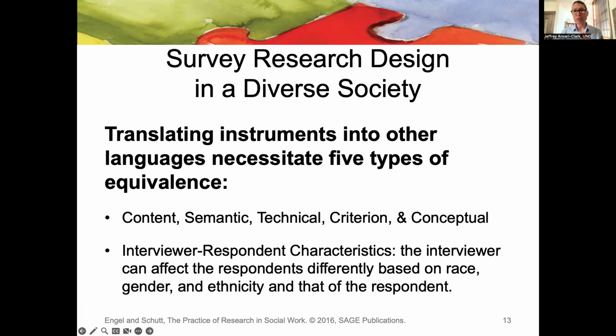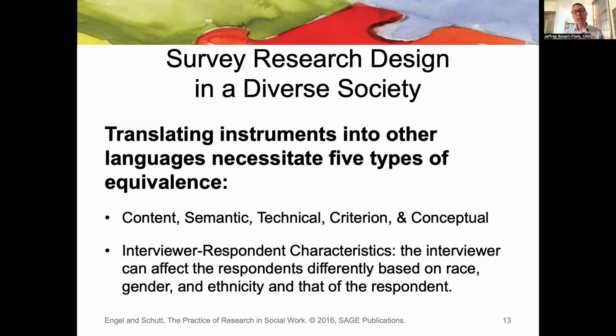So one of the things that is really important here that has to do with how different people will respond to questions or statements differently has to do with the interpretation and translating of the statement from one language to another. And so we need to recognize that certain words may not translate or certain ideas may not translate literally. So there's a whole range of different linguistic considerations that you need to keep in mind. So that has to do with the content, semantic, technical, criterion, and conceptual that you see there. And the details there are in your book.